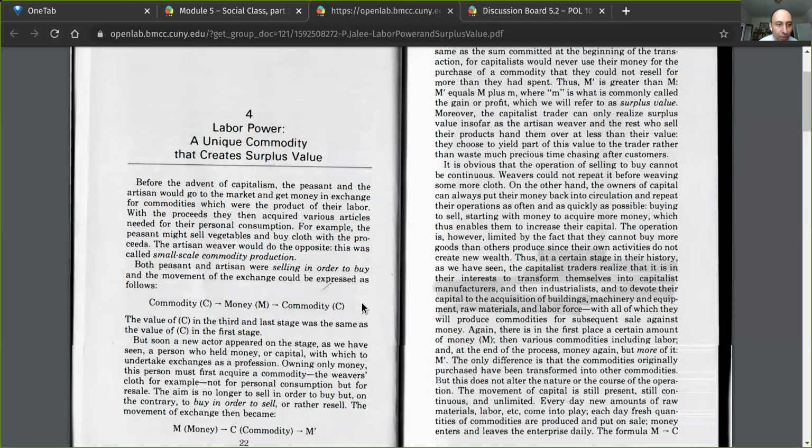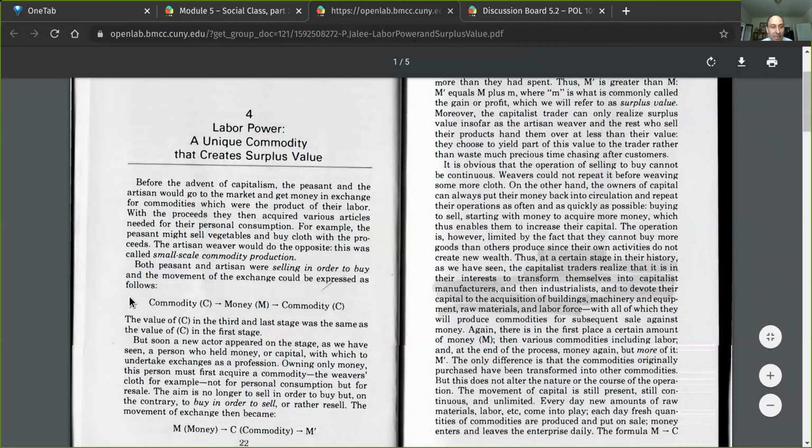And what I want to point your attention to here is that this reading is going to introduce these two formulas, if you will, or two diagrams, CMC and MCM prime. And our job is to understand what they mean, because they describe in a very convenient and accurate way what the working class and the capitalist class, the two main social classes of modern societies, including American society, do for a living and how they interact. So as you read this, pay specific attention to what the CMC and MCM prime stand for.